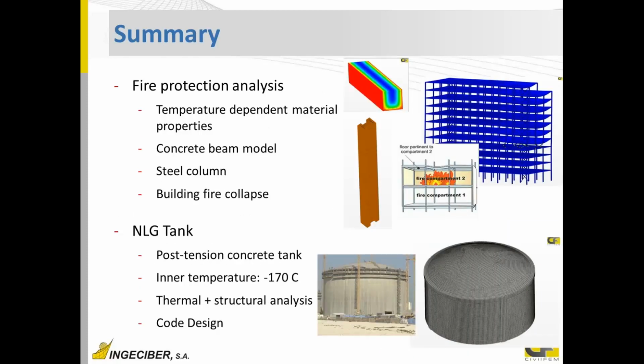In the next example, we will see fire protection analysis in concrete and steel structures. We will see different possibilities of protection and the time that is needed for the building to collapse due to fire in different compartments. And the last example will be a liquefied natural gas tank, that is a post-tensioned concrete tank, and the effects of temperatures, the gradient inside minus 170, outside ambient temperature, and a steady state thermal analysis to calculate the gradient inside, combining the thermal stresses plus structural stresses, and after that performing a code checking.